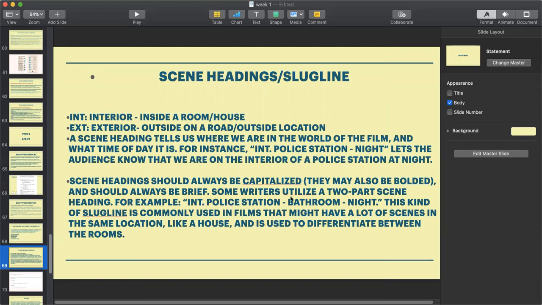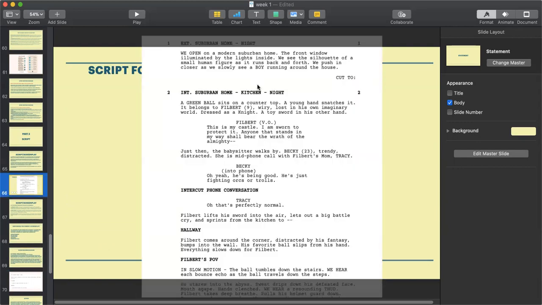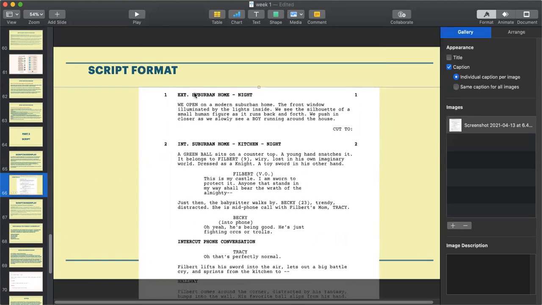For example, interior police station, bathroom, night. This kind of slug line is commonly used in films that might have a lot of scenes in the same location, like a house, and is used to differentiate between the rooms. So here you can see the main thing is taking place in this suburban home, right? So I have some shots in the kitchen, some shots in my bed in the bedroom, some shots in the child's room, whatever.